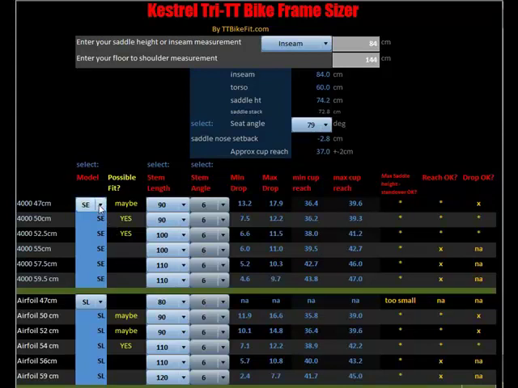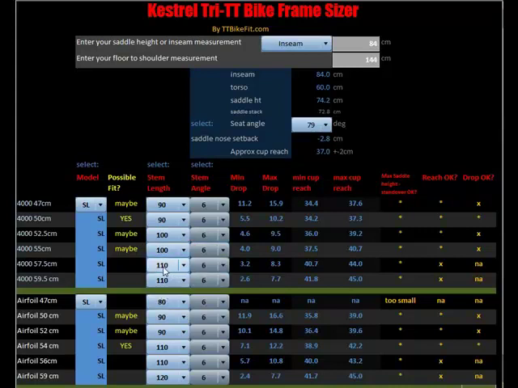So this gives you an idea of what changing those parameters will do to the fit of the bike, how they'll change the drop and how they'll change the reach, and of course the computer then, based on that, makes a guess as to whether the frame is likely to fit you. The stem lengths and stem angles listed here are the default stems that come with these bikes right out of the box. Of course, you can change stem length and you can change stem angle.